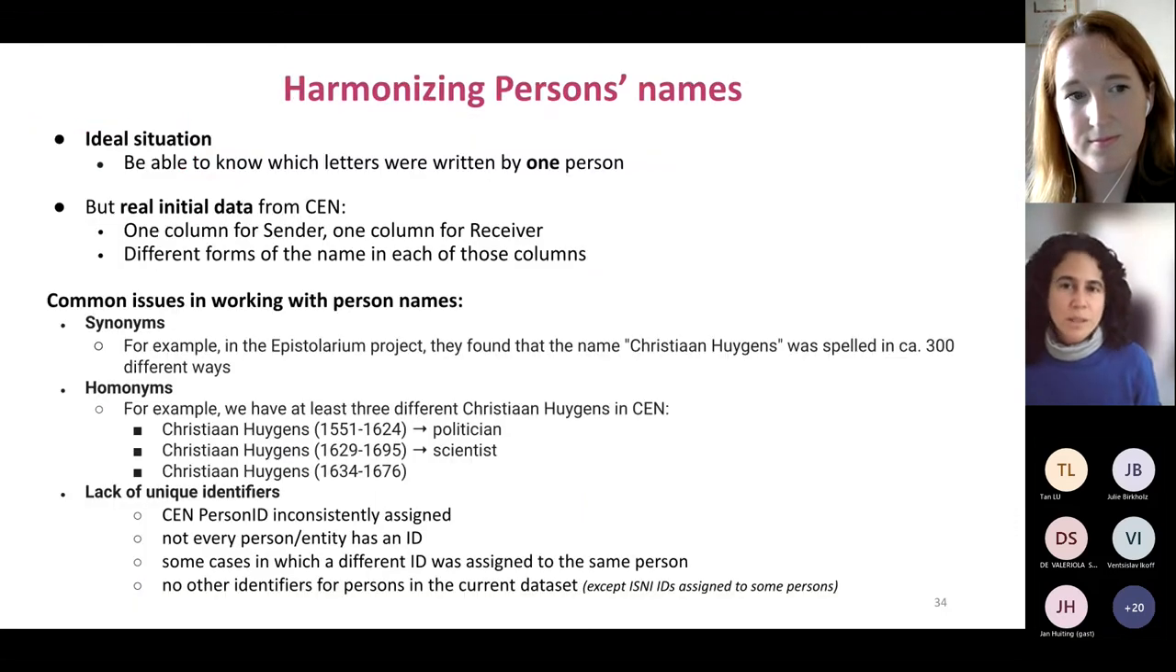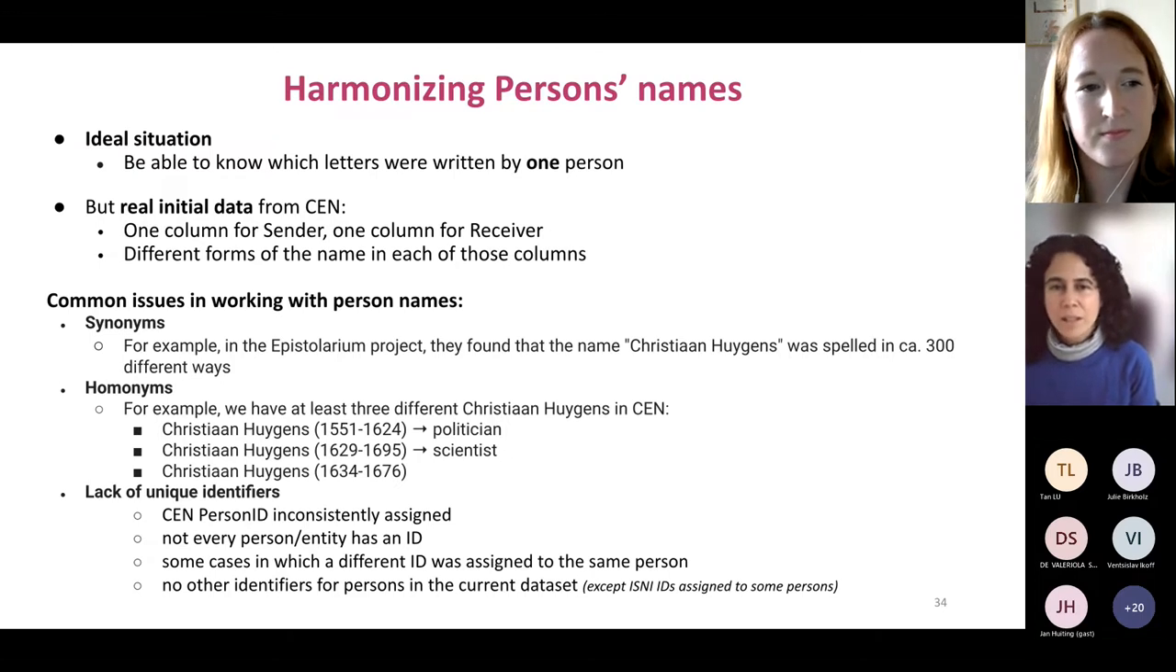So then I go to the person's case, or the names of the persons in the SEN. And in any letter collection, the ideal is that you would have a single name for a single person or a single identifier for a single person. But this is not the case. And in the case of SEN, and in any letter collection, you have a column for sender and a column for receiver.